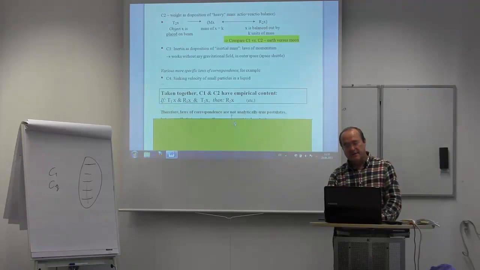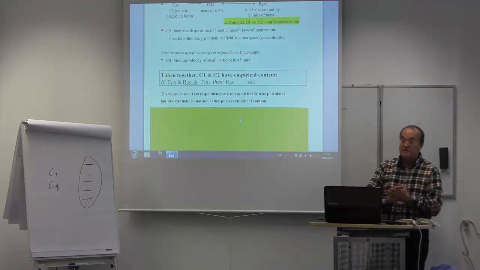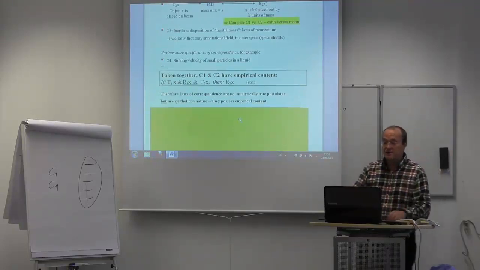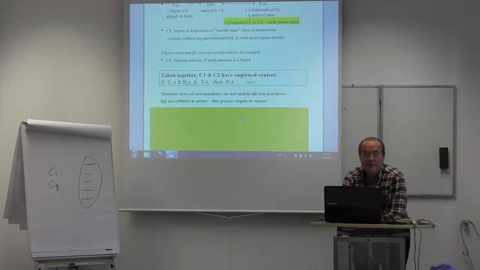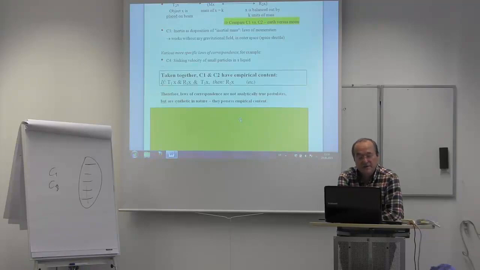But what follows from it? Well, it follows that laws of correspondence are not analytically true postulates. Rather, they are synthetic in nature. They possess empirical content. Now this little, logically almost trivial result is philosophically totally important, and Carnap struggled with this a lot.